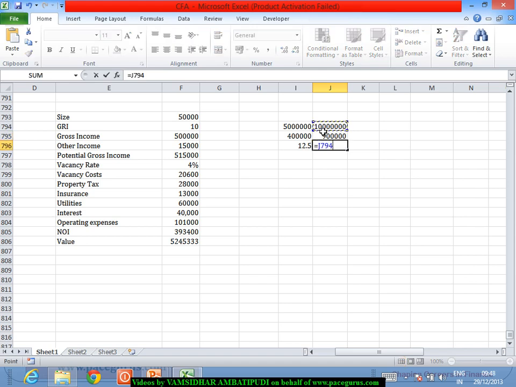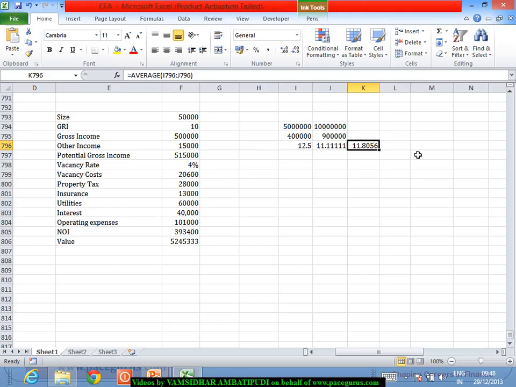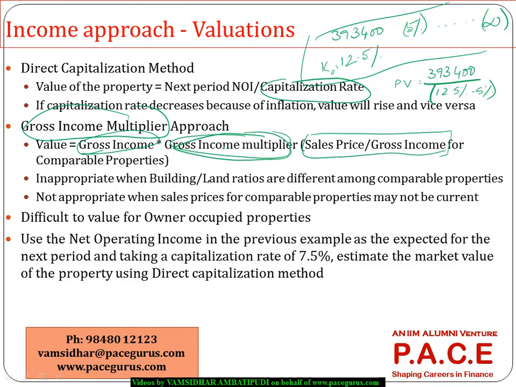I can take the multiplier of gross income, sale price to gross income, for all the comparables. If possible, take the average of all of them, and say for this property the 11.8 is going to be the gross income multiplier. So I take the gross income for my current property, multiply it by 11.8 to arrive at the value.